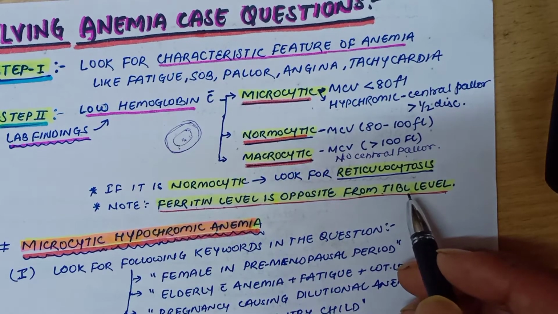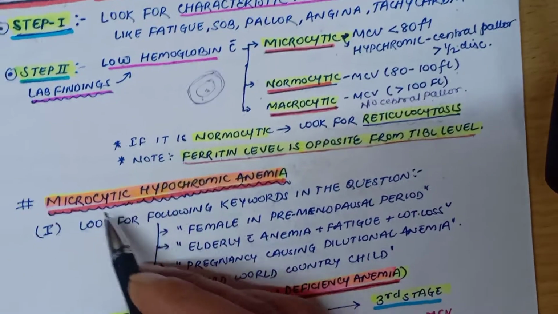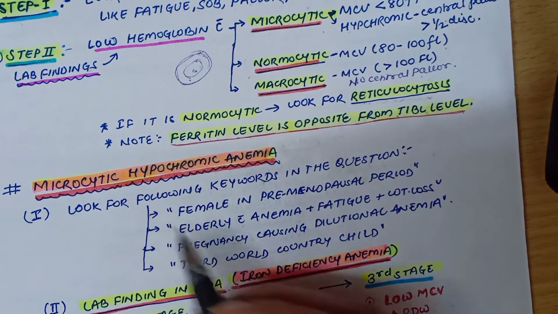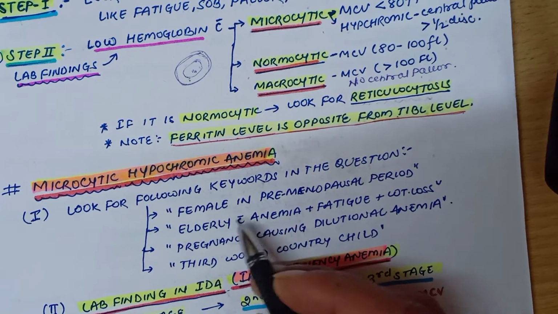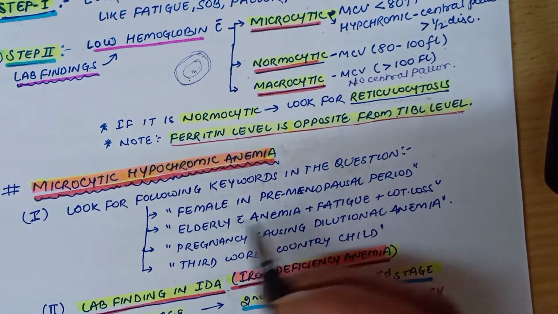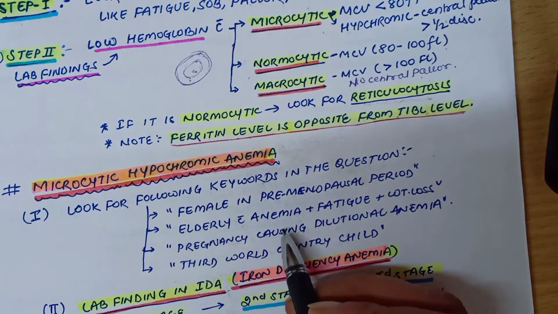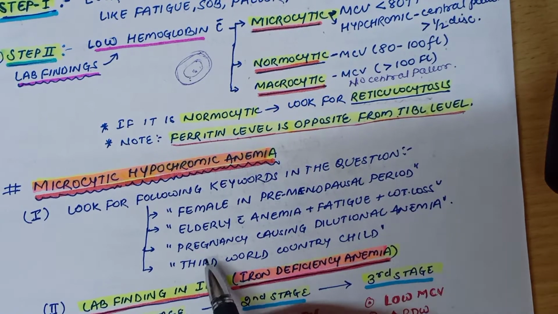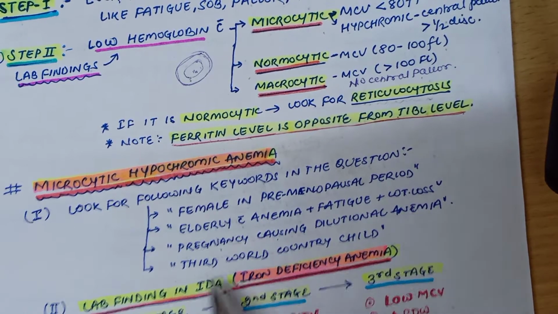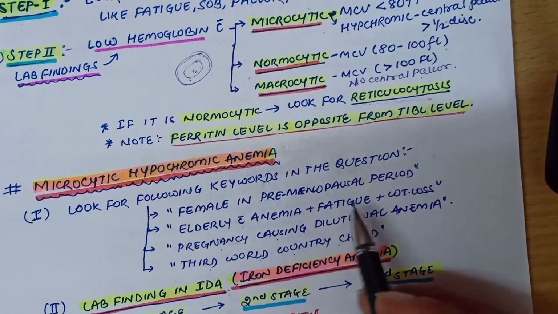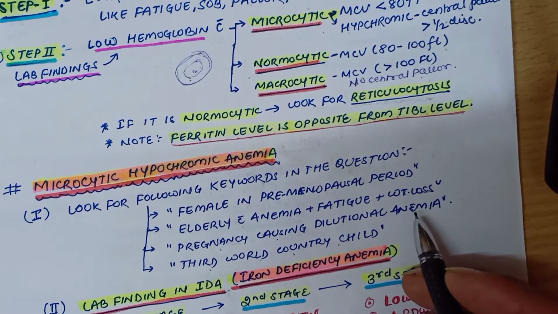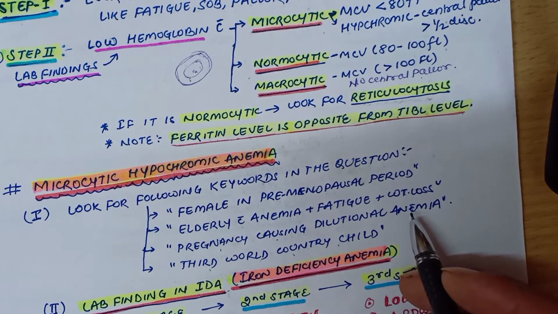Now, what are the points to be remembered to suspect microcytic hypochromic anemia? Step 1 is to look for the following keywords in the question. See if anything has been asked about a female in premenopausal period or elderly patient with anemia, fatigue and weight loss, or if the question is asking about pregnancy causing dilutional anemia or a third world country child. If these points are included in the question, then you can suspect microcytic hypochromic anemia.